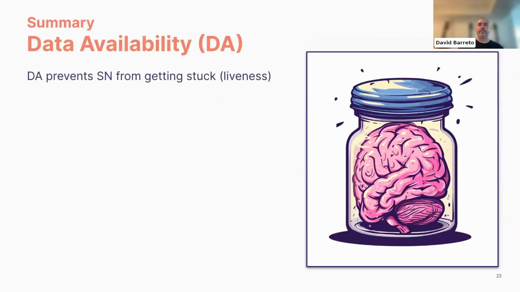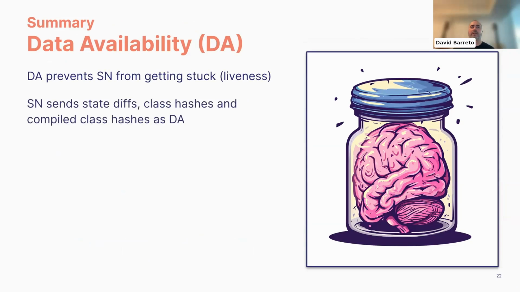So in summary, data availability prevents Starknet from getting stuck, which is the liveness problem, not knowing what the current state of the network is, so you're unable to progress to the next state. Starknet sends state diffs, class hashes, and compiled class hashes as data availability. These are the outputs of the Starknet OS program.